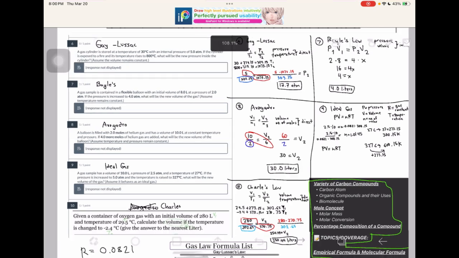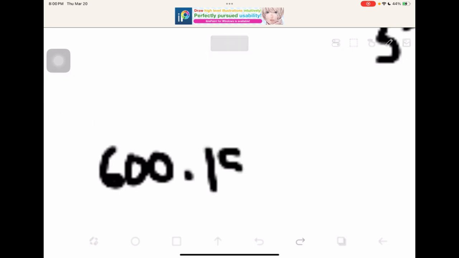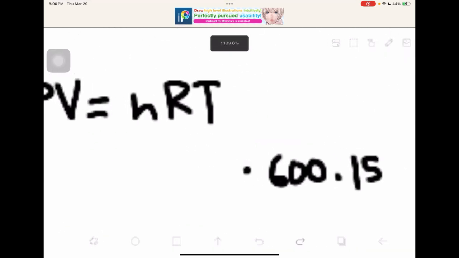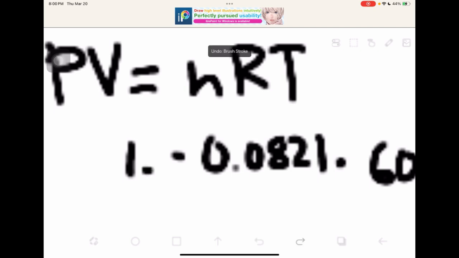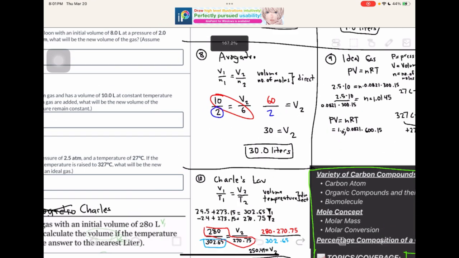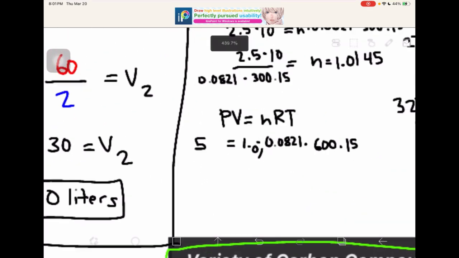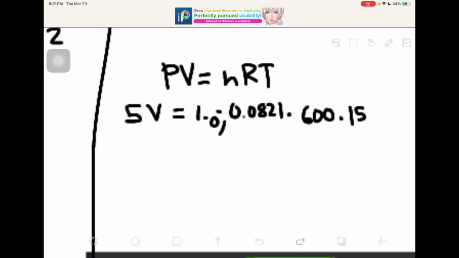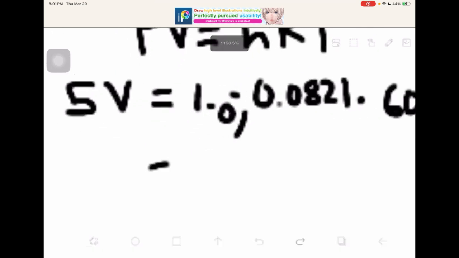So now we just substitute. We just change the temperature, 600.15, times that by 0.0821 times 1.01 is equal to, we know the pressure, the pressure changes to 5, and then we just don't know the volume. So let's solve that left side mess real quick. 1.0145, I just shortened it, times 0.0821 times 600.15, that's equal to 5V.